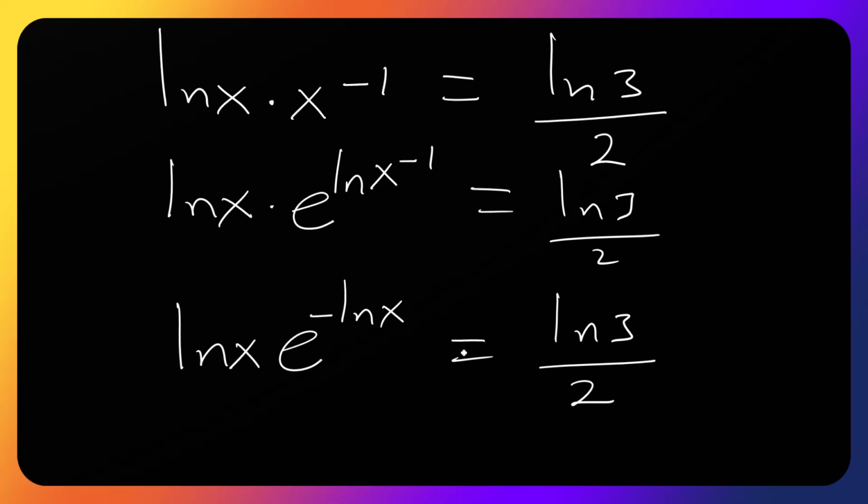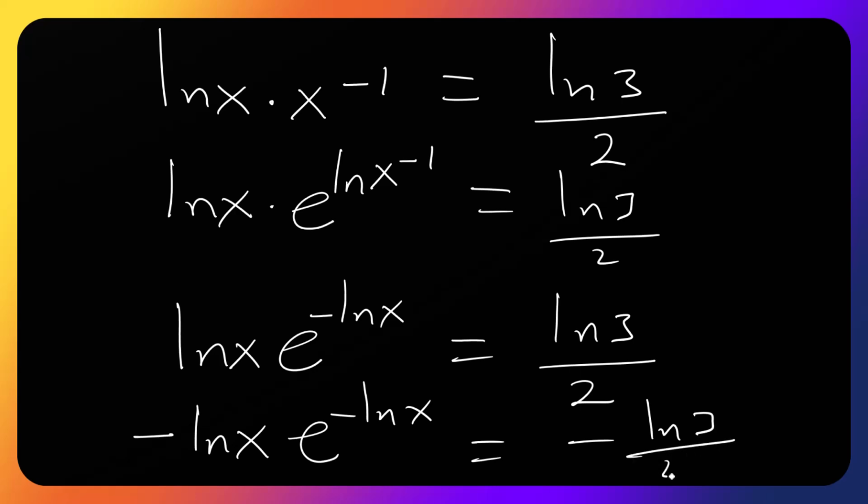Okay, now let's observe this one. We have the e here. Remember, alpha times e raised to alpha. So what is here must be equal to this. So we have negative ln of x. The other side is positive. So we have to balance it. So I will multiply through by negative. So minus ln of x times e raised to minus ln of x equals negative ln of 3 on 2.